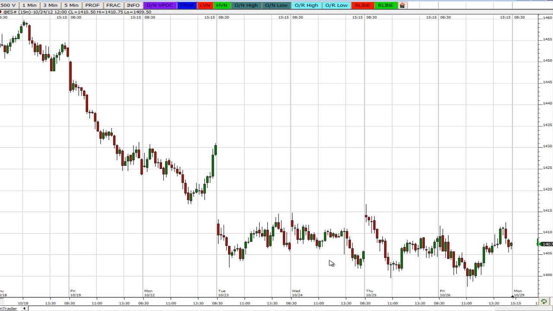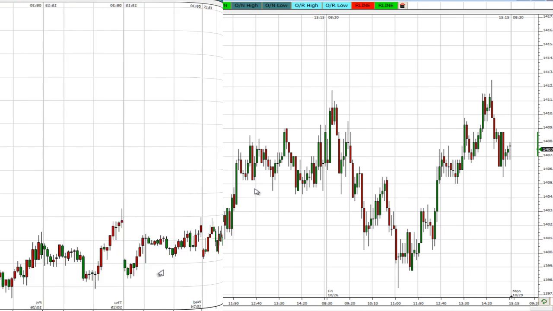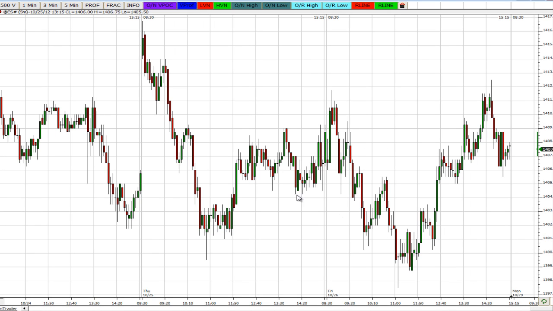Let's go a step further, all the way down to the 5-minute. Here on the 5-minute, this was the last day that was traded. We just see that we're going sideways. We're balancing, so we're neutral on the 5-minute.